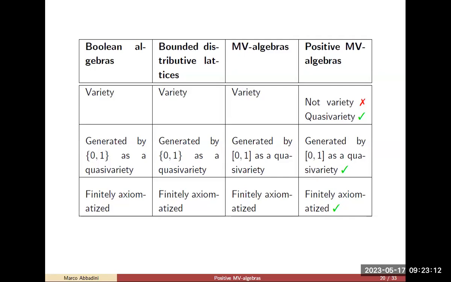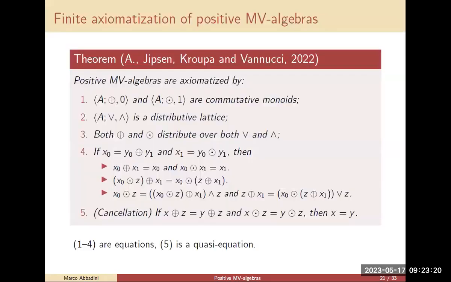Okay, so I see that we are already 2 versus 1. Good. And so yeah, that was not easy, but we have this result. This is a finite quasi-equational axiomatization. These are equations, except the last one, which is a quasi-equation. The first 3 maybe are the most intuitive ones. A plus 0 is a commutative monoid. A times 1 is a commutative monoid. We have a distributive lattice, and the monoid operation distributes over the lattice operations.